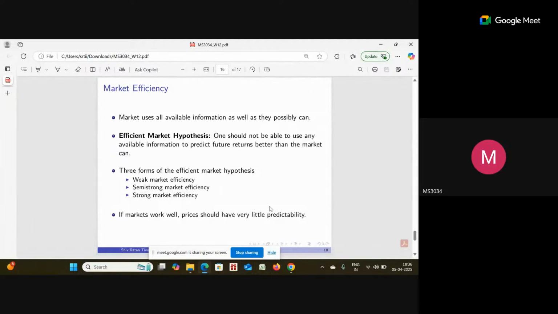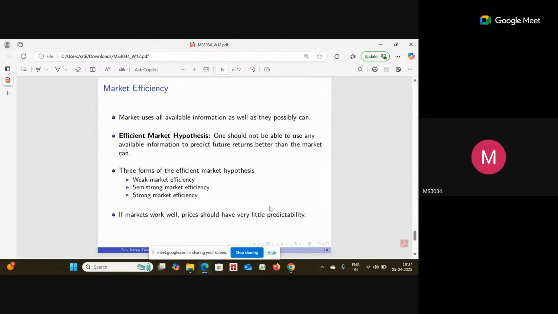And there are various forms of the efficient market hypothesis. The first one is weak market efficiency, which says that whatever prices are there are reflecting all the information coming from the past prices. If this is true, then we call markets weakly efficient.